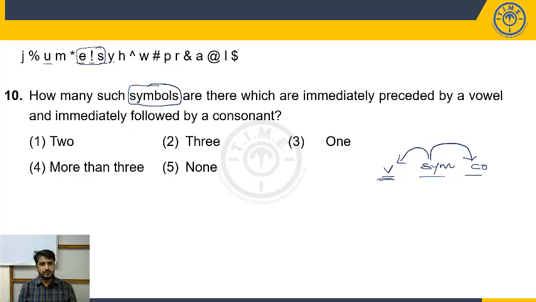Next, where is another vowel? H, W, P or A. Vowel, symbol, consonant? No. I is a consonant. Is I a vowel? No. So only one. Choice 3.